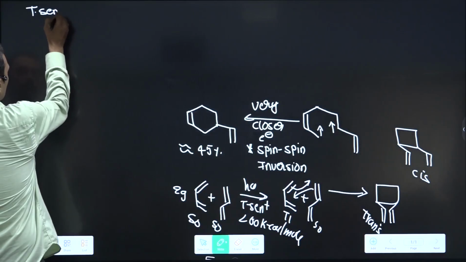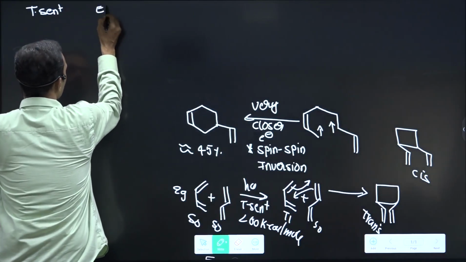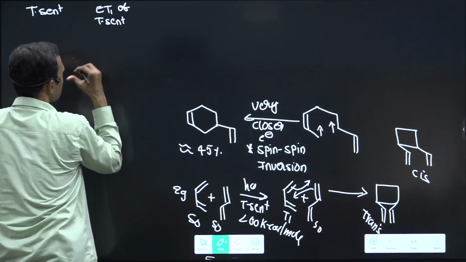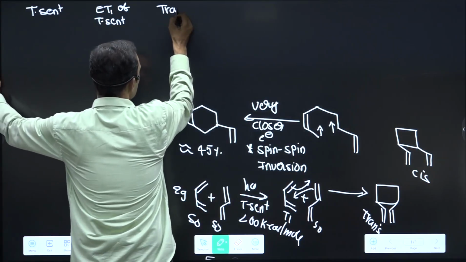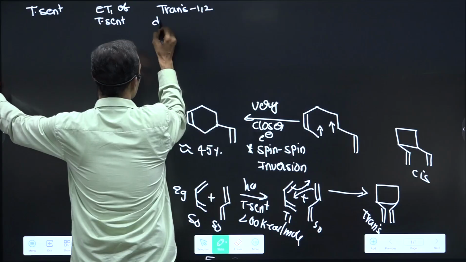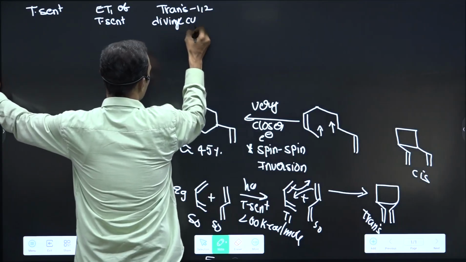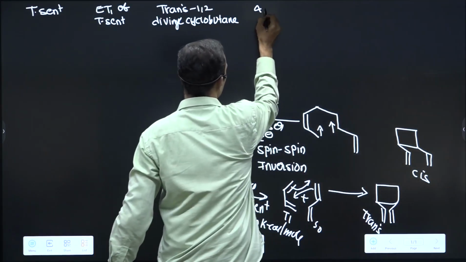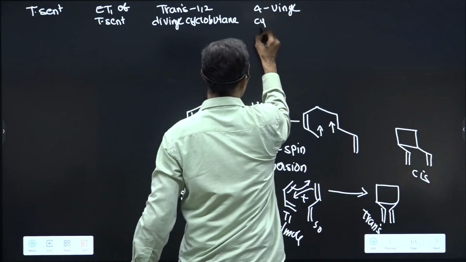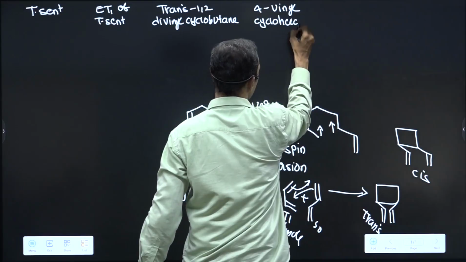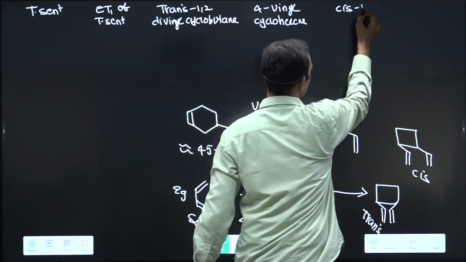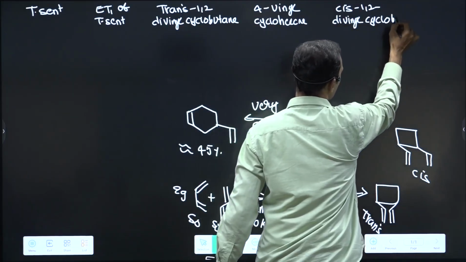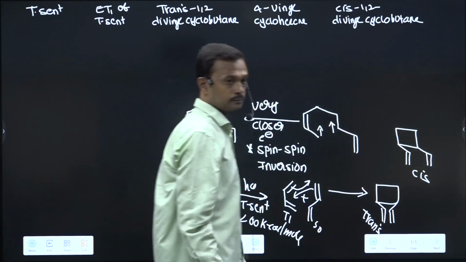So here triplet sensitizer, ET1 of triplet sensitizer, trans-1,2-divinylcyclobutane, 4-vinylcyclohexene, cis-1,2-divinylcyclobutane. So don't write, first you listen.